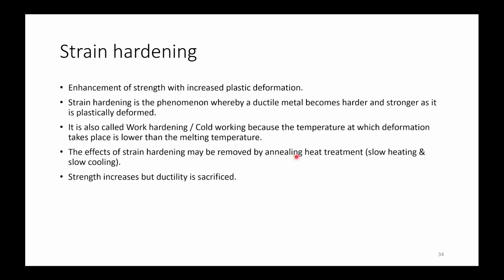So if we anneal the steel or other metals, the strain hardening will reduce. So annealing is nothing but slow heating and slow cooling of material. Strength increases but ductility is sacrificed in this case when we strain harden a material.